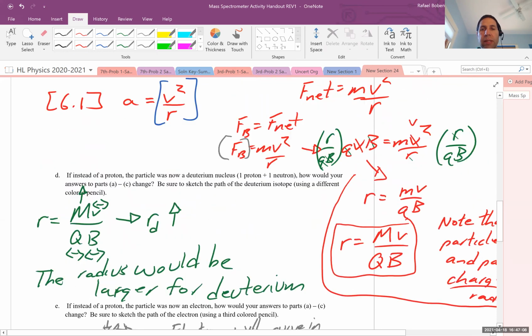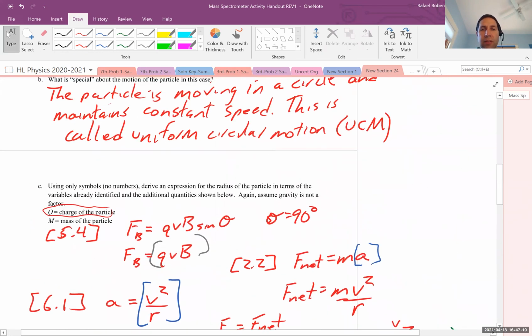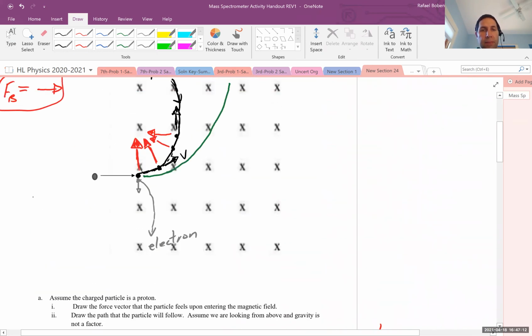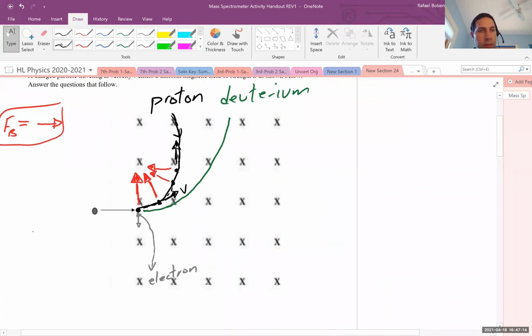Okay, so now look at what we have here. This is just amazing. Notice, let me put little arrows on here. Notice what we have here. We have a device, an apparatus, where we can send a sample of stuff. And if we don't know what that sample has in it, we can send it through this magnetic field.